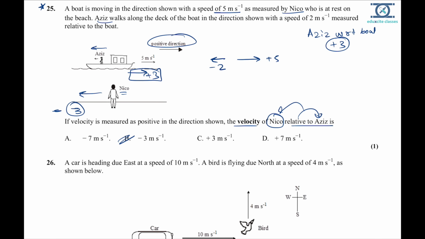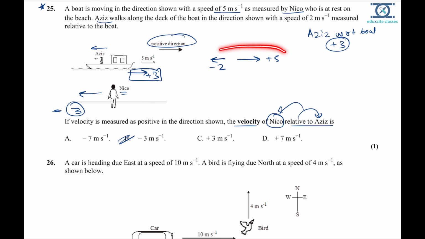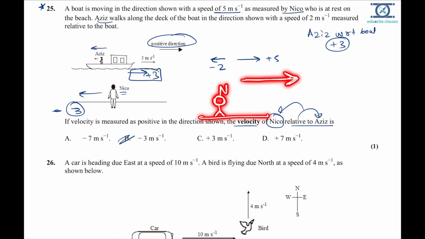I repeat, first I found the speed of Aziz with respect to the boat: plus 5 for the boat, minus 2 for Aziz, so the relative speed of Aziz with respect to the boat is plus 3 meters per second. It means it is moving in this direction. So for the person standing on the shore, relative to Aziz, Nico will be moving with the same speed in the opposite direction, which is minus 3 meters per second.